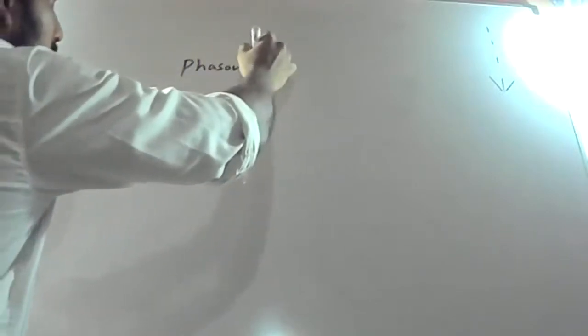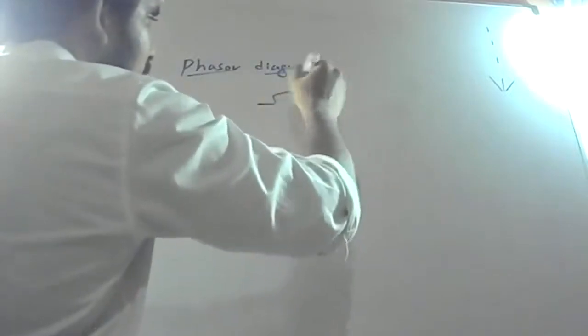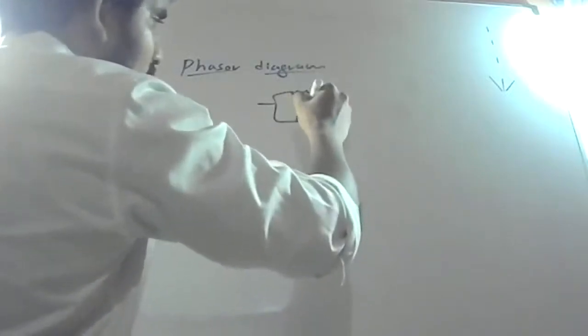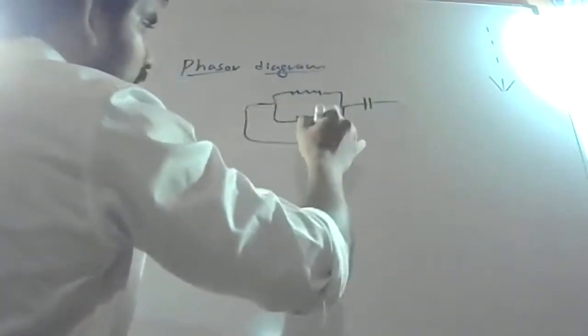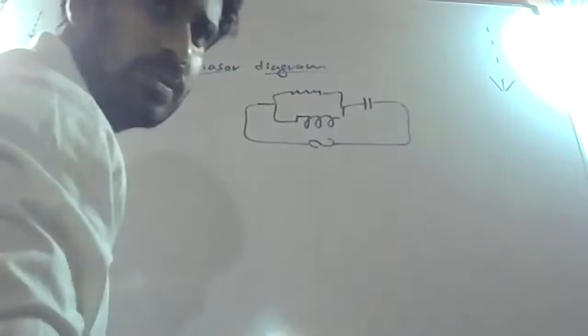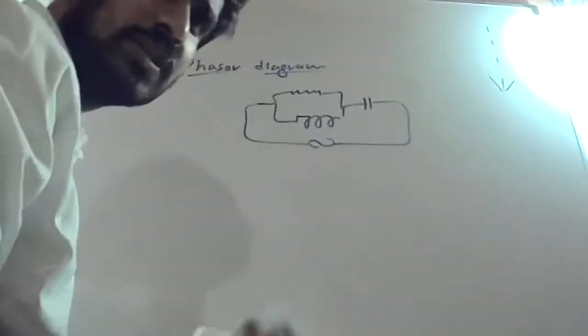Okay, so now let's consider the phasor diagram. I hope you can remember the circuit. So this is our circuit simply. Here we have the resistor, and then here we have the inductor, and then we have the capacitor, and this is the source, right? So that is the circuit diagram. Now let's carefully focus on sketching the phasor diagram, which is very, very important.